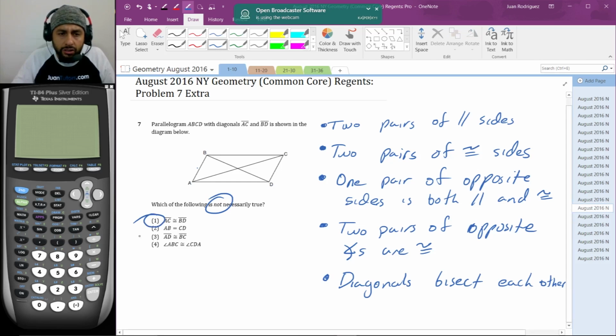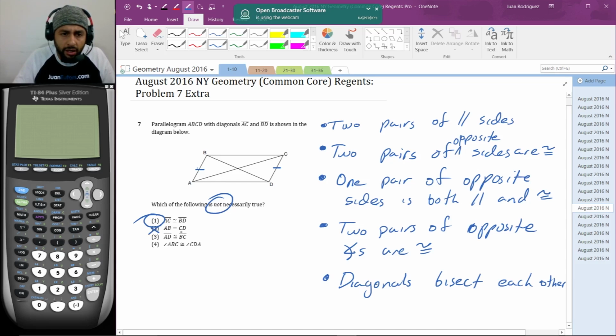Okay, so we're just going to check our answer. AB congruent to CD, in fact, two pairs of opposite sides are congruent. Okay, so that was just a little error. If you catch any errors, definitely let me know in the comments. AB equals CD, that's true, because they're congruent.